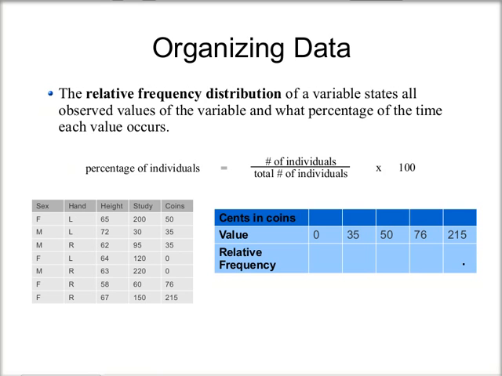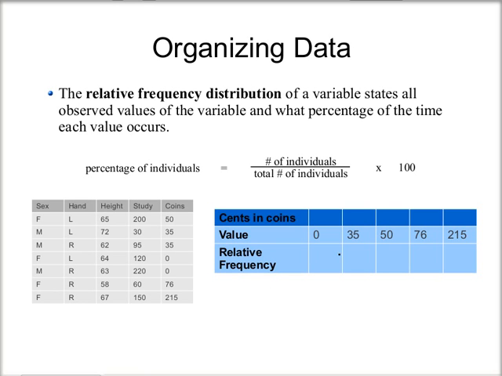The next type of distribution is very similar. This is called the relative frequency distribution. Again, it shows all of the observed values of the variable, and this time we're calculating what percentage of the time each value occurs instead of just counting. So as a reminder of how we calculate percentages, the percentage of individuals is going to be equal to the number of individuals who have that value divided by the total number of individuals and then multiplied by 100.